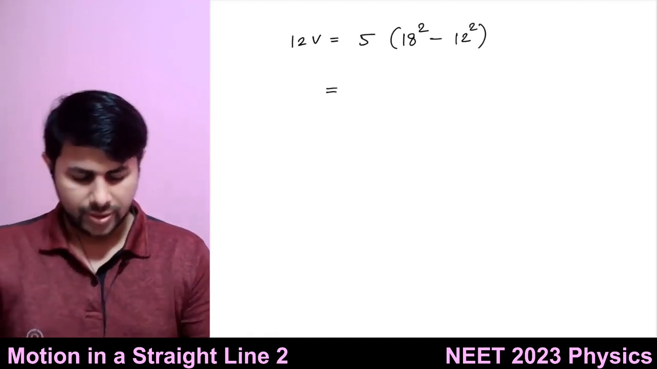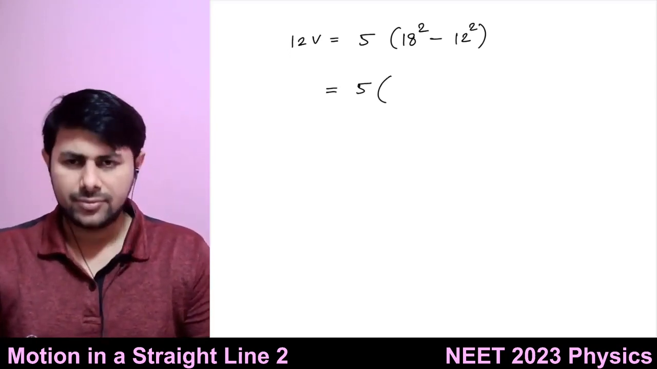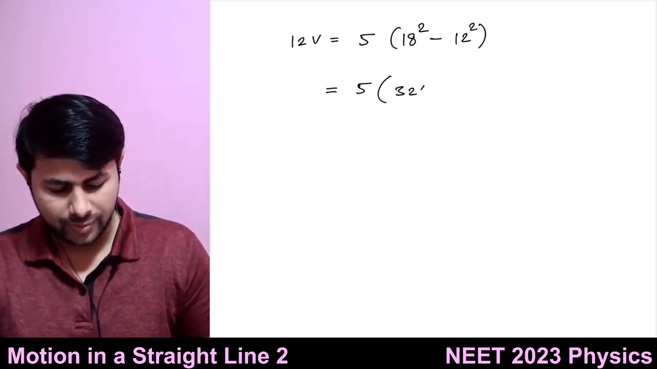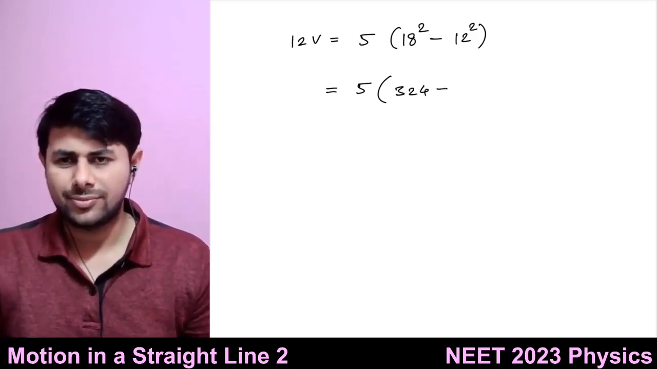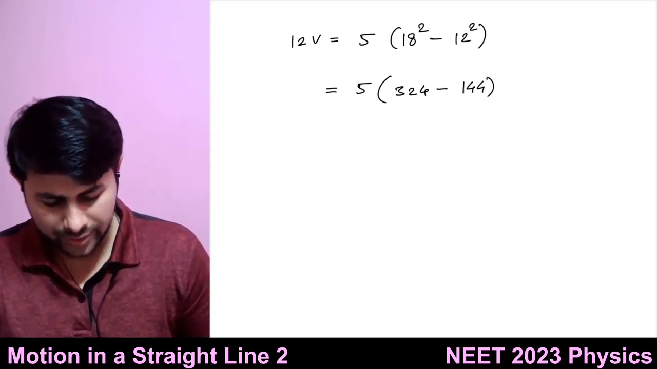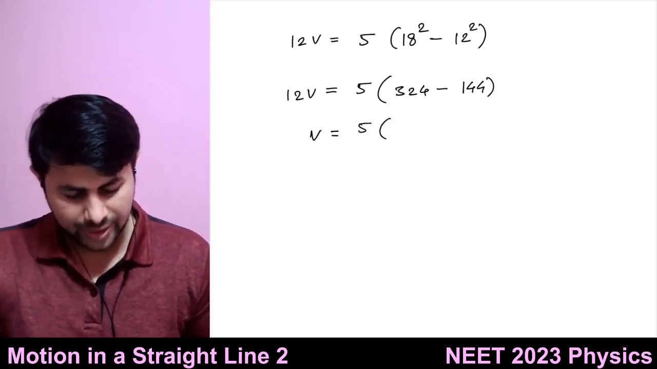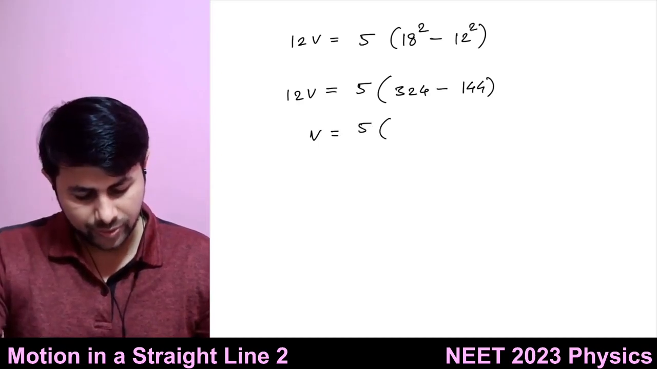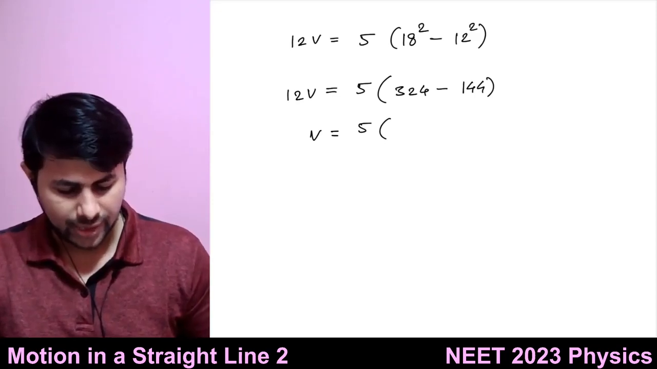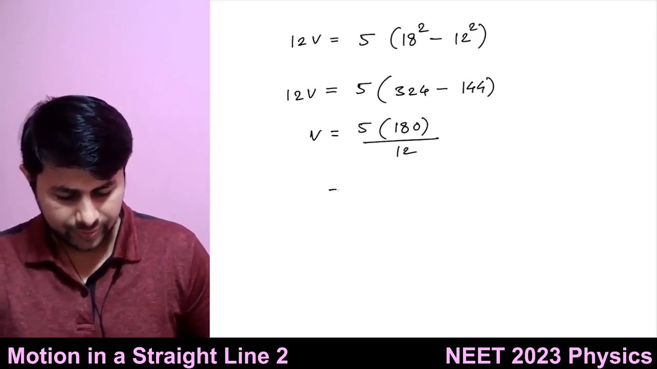Do you know the square of 18? 324. And of 12? 144. So this is 12 times v. So v is equal to 5 multiplied by 324 minus 144. So is it 180? I think it is 180, divided by 12.